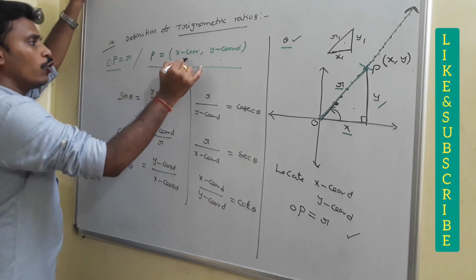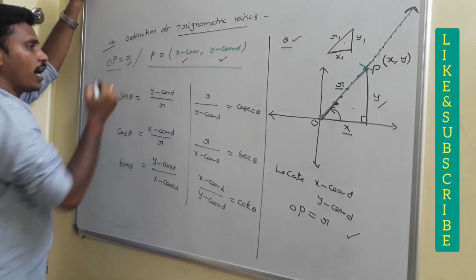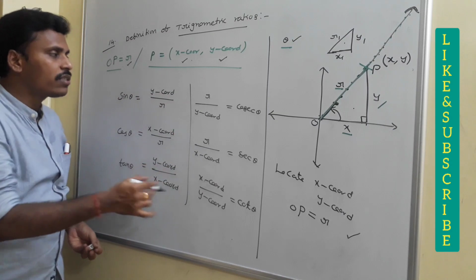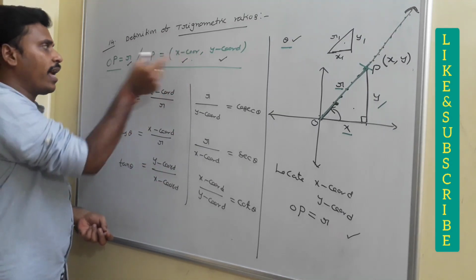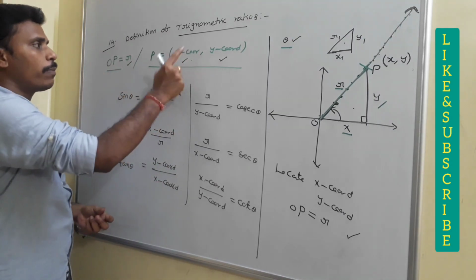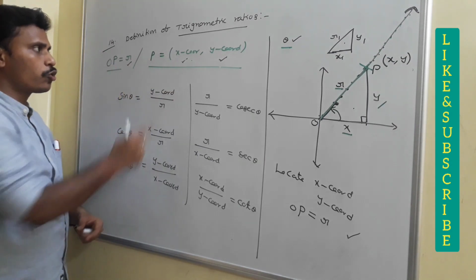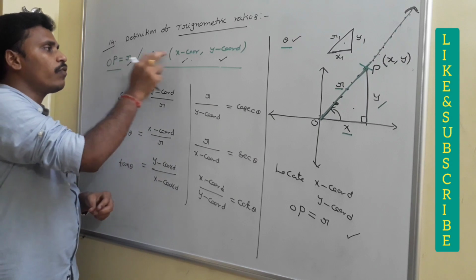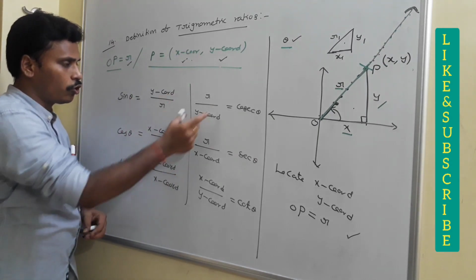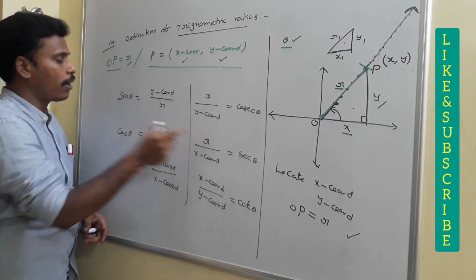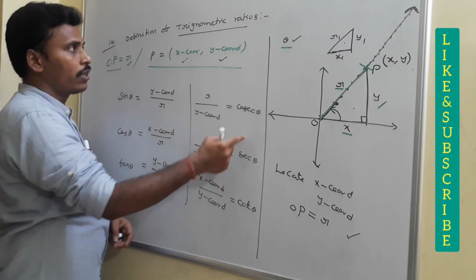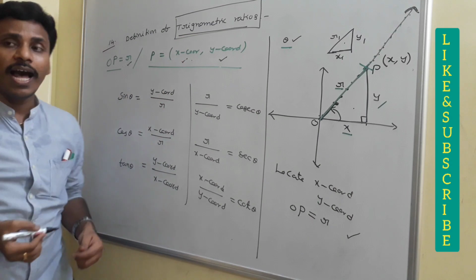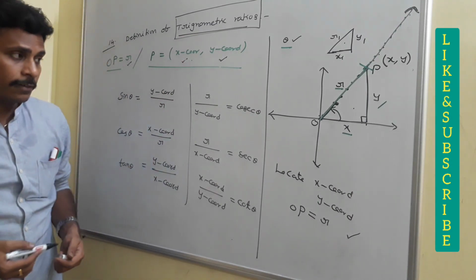For the three values x coordinate, y coordinate and r, if you try to calculate different ratios, only these 6 are possible: x by y, x by r, y by x, y by r, and their reciprocals. That means at the end with these three values you have only 6 ratios, and these 6 ratios are termed as trigonometric ratios. That's why we are calling these trigonometric ratios. They are the ratios. Is it clear?